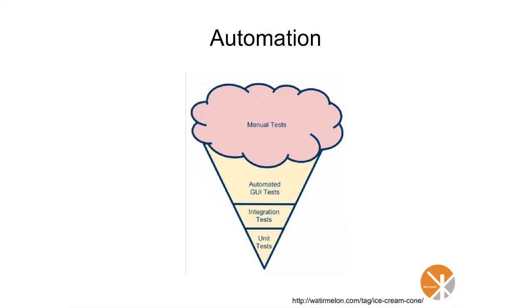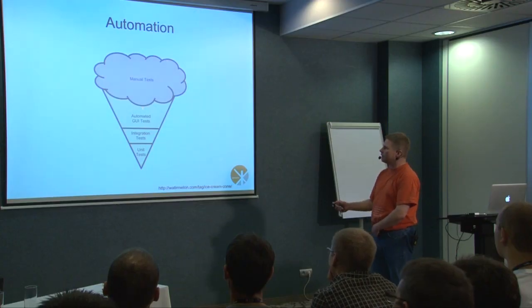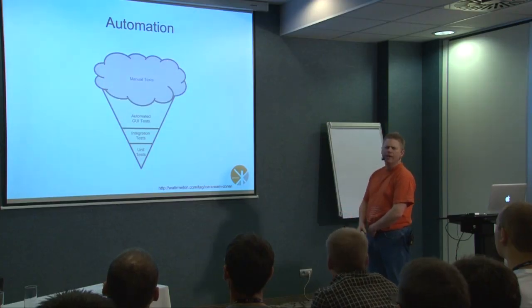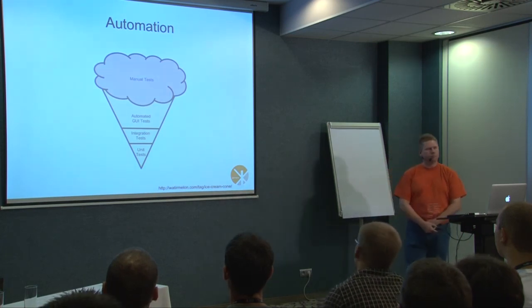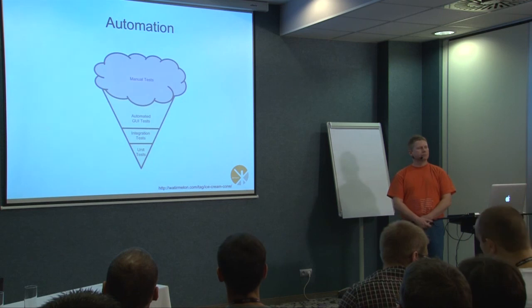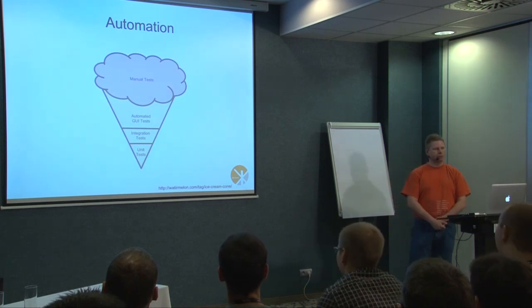I think it should look like this, actually. We have some unit tests in the bottom. On top of it, we have some integration testing, some automated unit tests, maybe. But most of our testing is done at the top. This is a way to do automation.